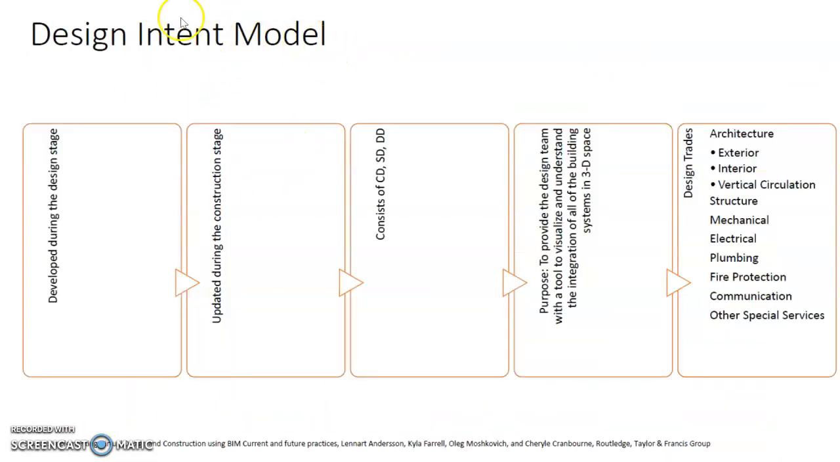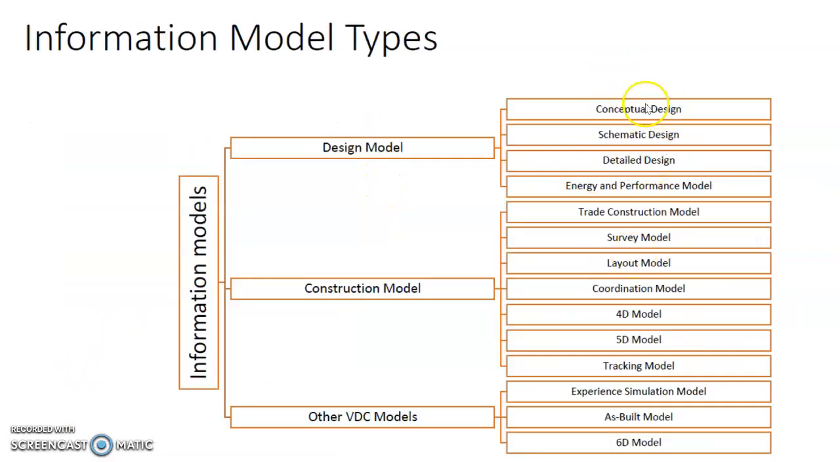So as mentioned, the design intent model will be developed during the design stage, and it will be updated once it goes to the construction stage. Typically, the design intent model will consist of the CD, the SD, and the DD. In case you're not too sure what a CD, SD, and DD is, you can come back to here again. CD refers to the conceptual design, SD refers to the schematic design, and DD refers to the detailed design.